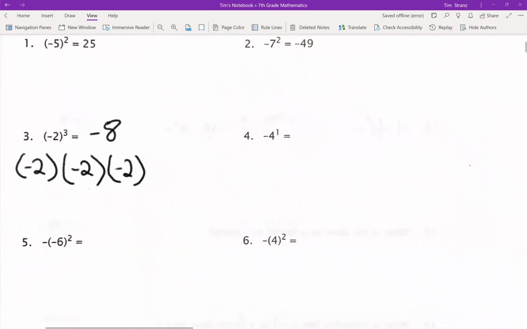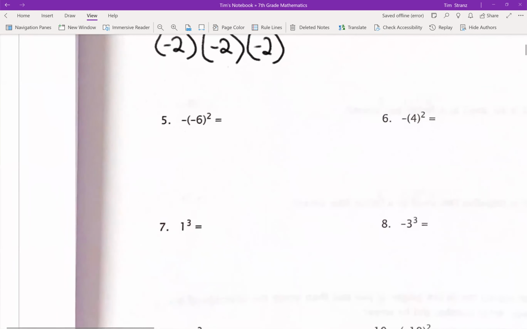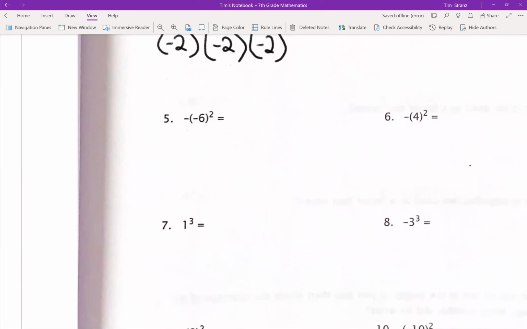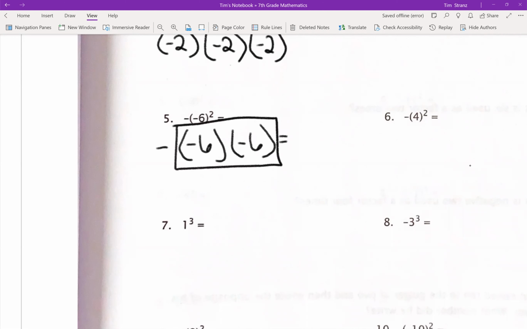Okay, let's look at number 4. Number 4 is a little bit easier because it's just -4 to the first power, which just means it's -4. Okay, number 5, we have -6 in parentheses, raised to the power of 2. Okay, and then there's a negative on the outside of that. So what that means is you're going to have -6 times -6. All right, so let's just start with this first. -6 times -6 is a +36. But then you have that negative on the outside, which is going to change your answer to a -36.